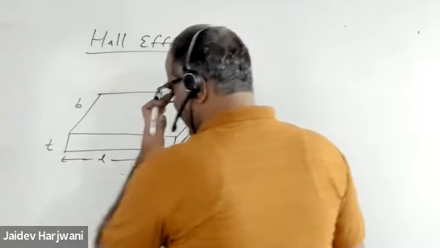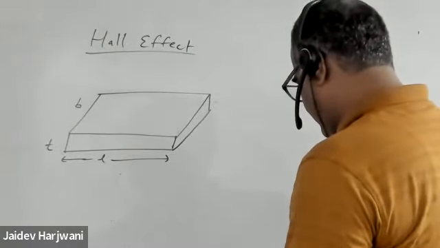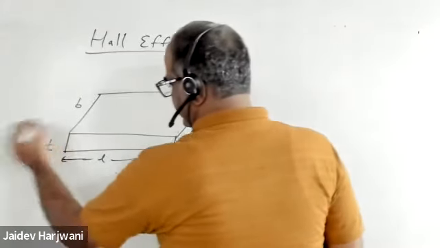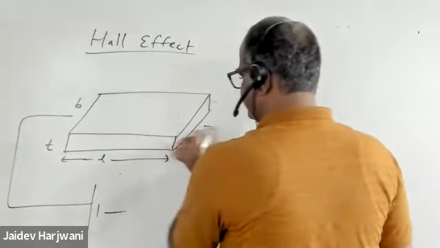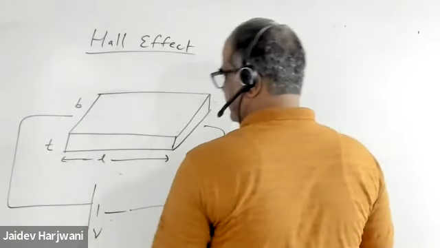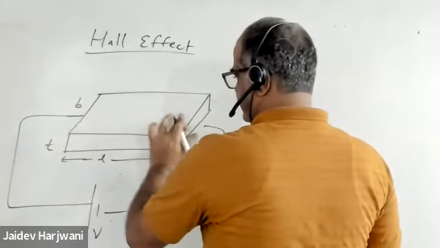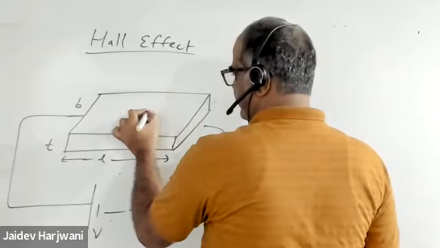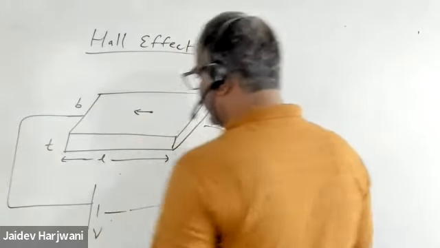Now suppose I am flowing current in this sample. Suppose I'm applying a voltage here. So the current will flow in this direction, and the movement of electrons will be what? The movement of electrons will be opposite to the direction of current. So my electrons are moving in this direction.